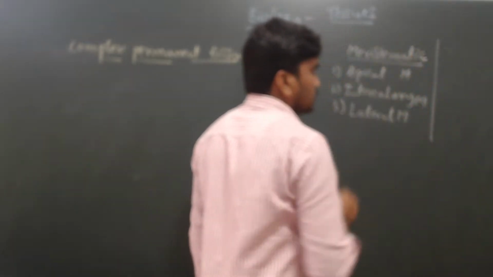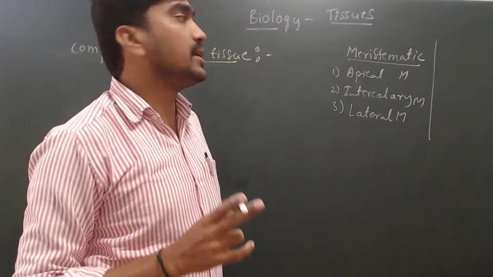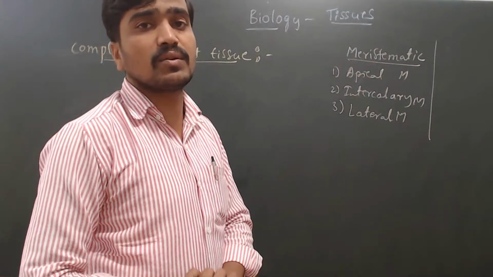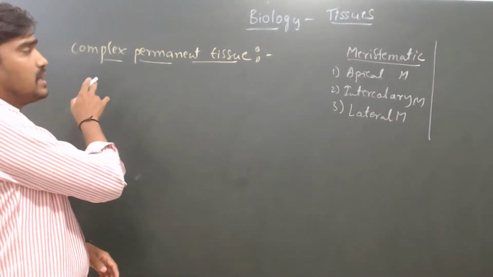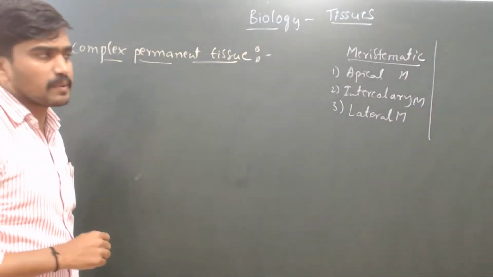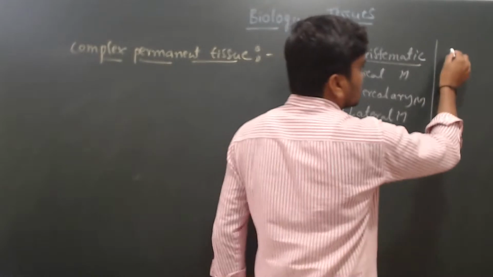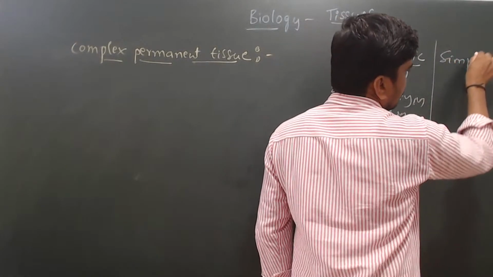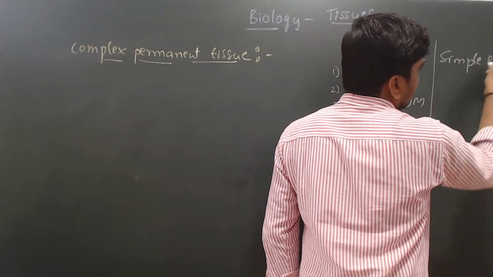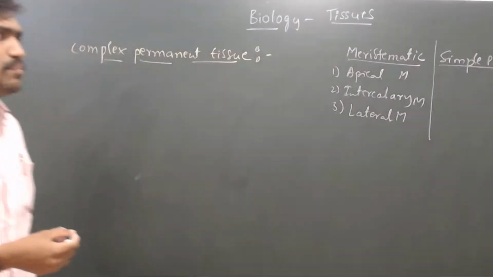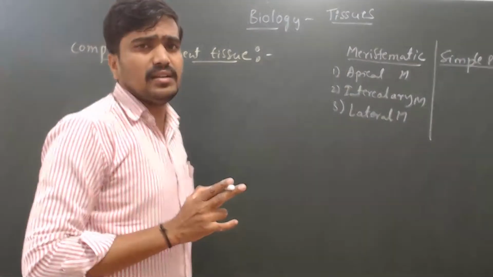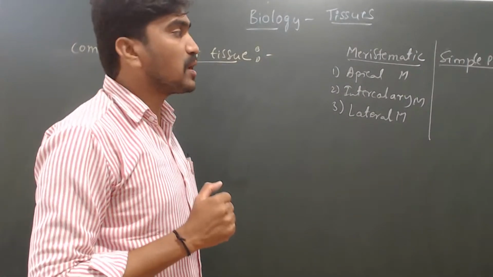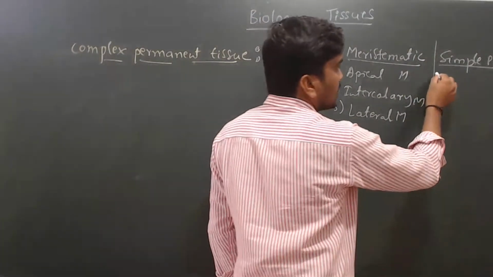Then, in plant tissues there are mainly two types. One is meristematic, another is permanent. In permanent again two types: one is simple permanent and the other is complex permanent. Here, simple permanent tissue again has three types.